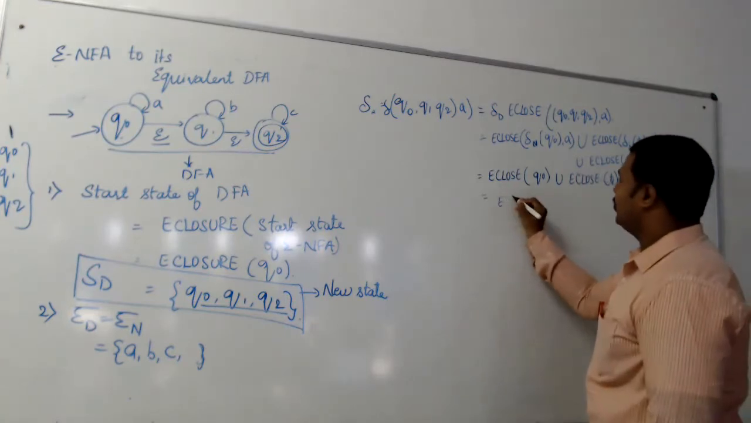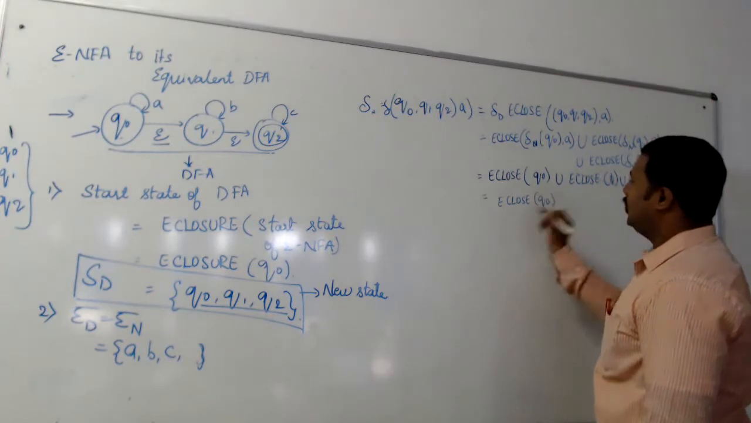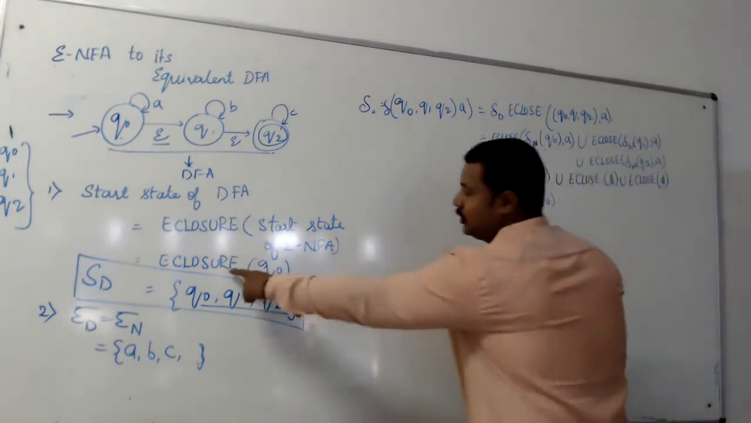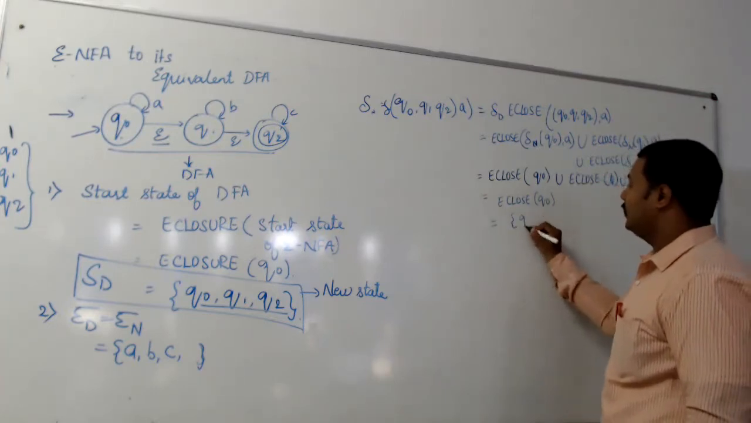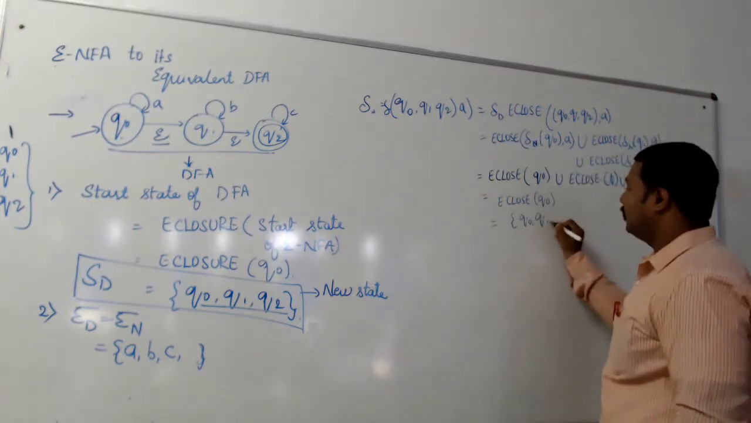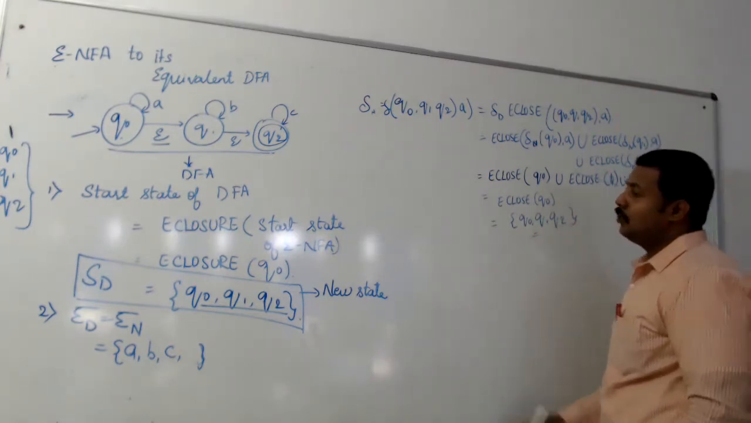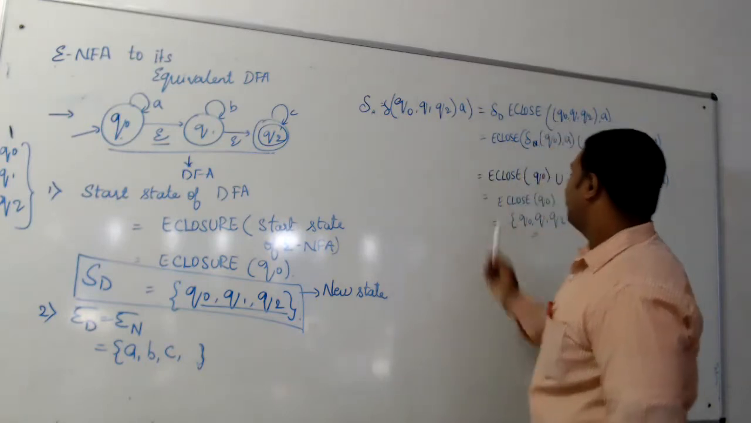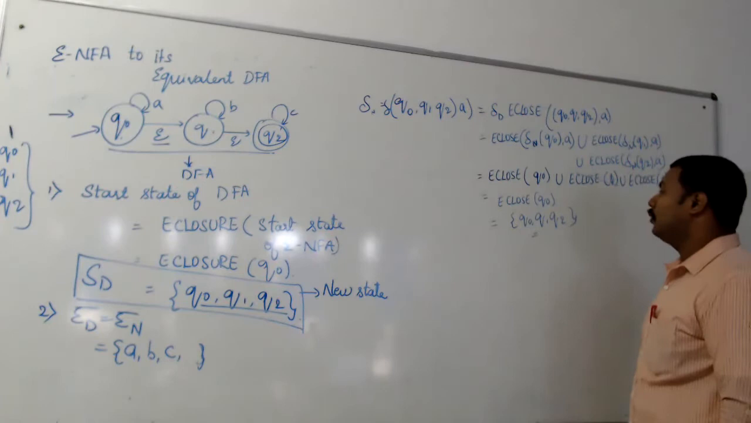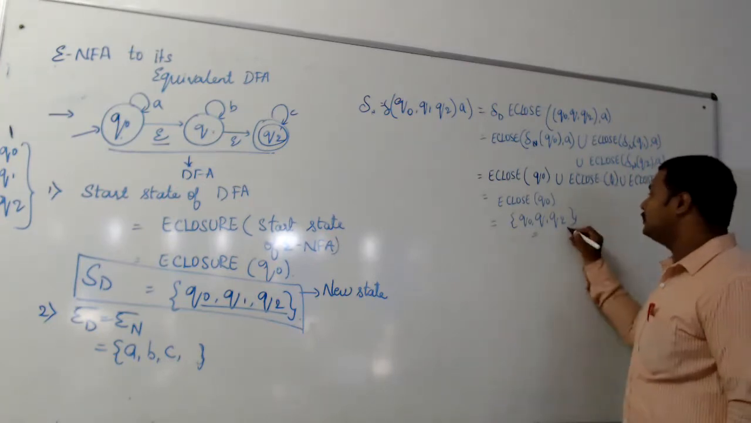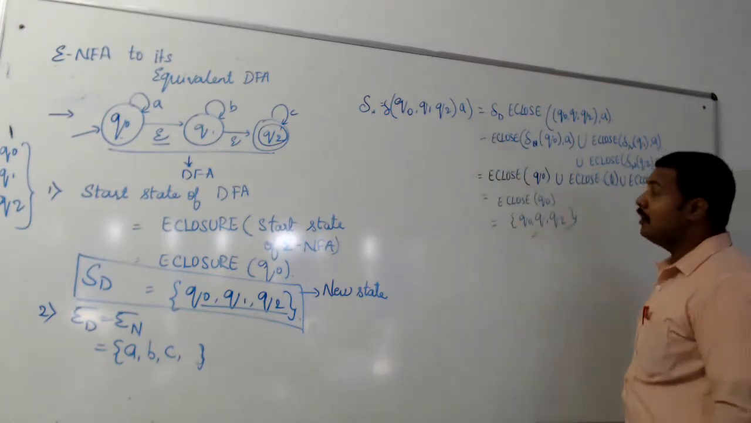Next will be E close of Q0. So E closure of Q0 I already found here. So the same thing I'll be having here. Hence the state will be Q0, Q1, Q2. This is an already existing state. So upon symbol A, the state will be Q0, Q1, Q2 itself. Right? This is the state that you found upon the transition on A.